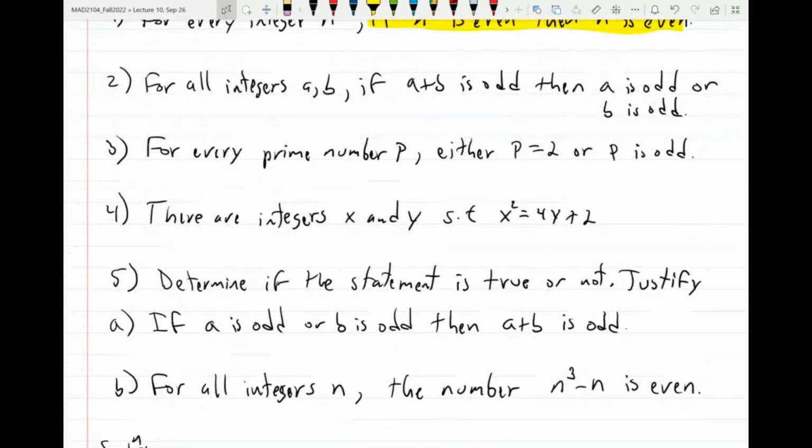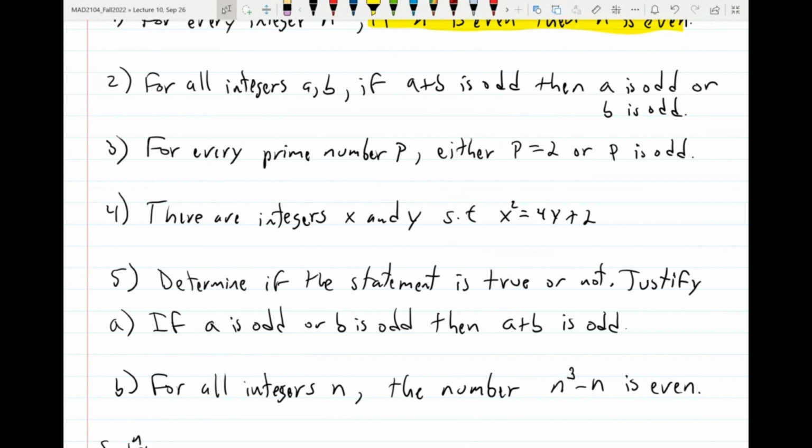Let's see. And number 3, I'm just going to talk it out. Okay, this is an OR statement. So suppose that P is any prime number. Now, this is an OR statement. If P is 2, we are done. Right? So suppose that P is not 2. Our job is to show that P is odd. How do we do that? Let's try it by contradiction.